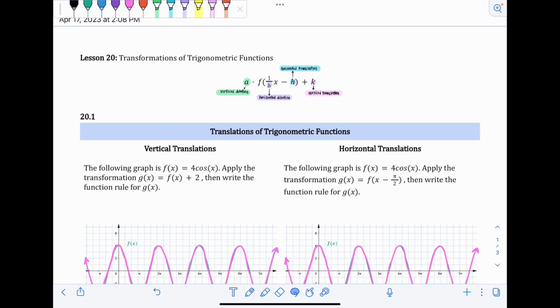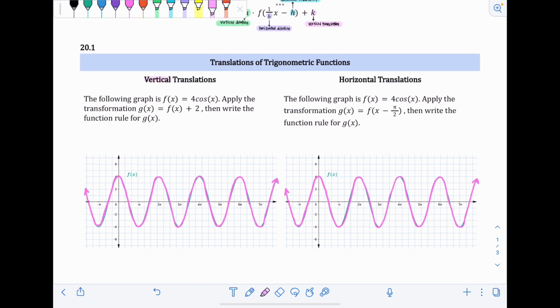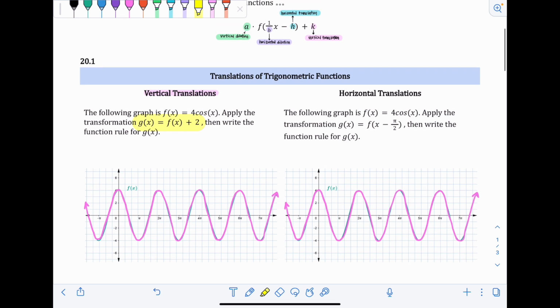Okay, so 20.1, this is just translations of trig functions. Starting off with vertical translations. The example says the following graph is f of x equals 4 cosine of x. Apply the transformation g of x equals f of x plus 2, and then write the function rule for g of x. This part right here, g of x equals f of x plus 2, is telling us everything we need to know about what transformation is being applied. We just have to translate it into different terms to make sense of it.